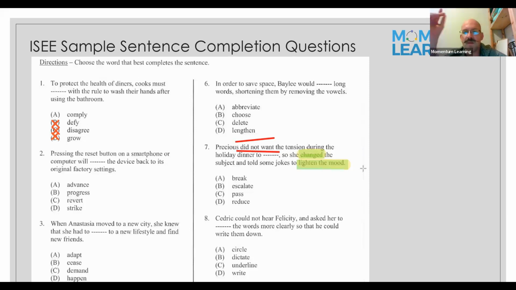I like it. But if she's lightening the mood, okay, Samuel, go ahead and put your X back on and get rid of one of the wrong answers for me. We already said reduce was a wrong answer. Get rid of another wrong answer for me, Samuel.